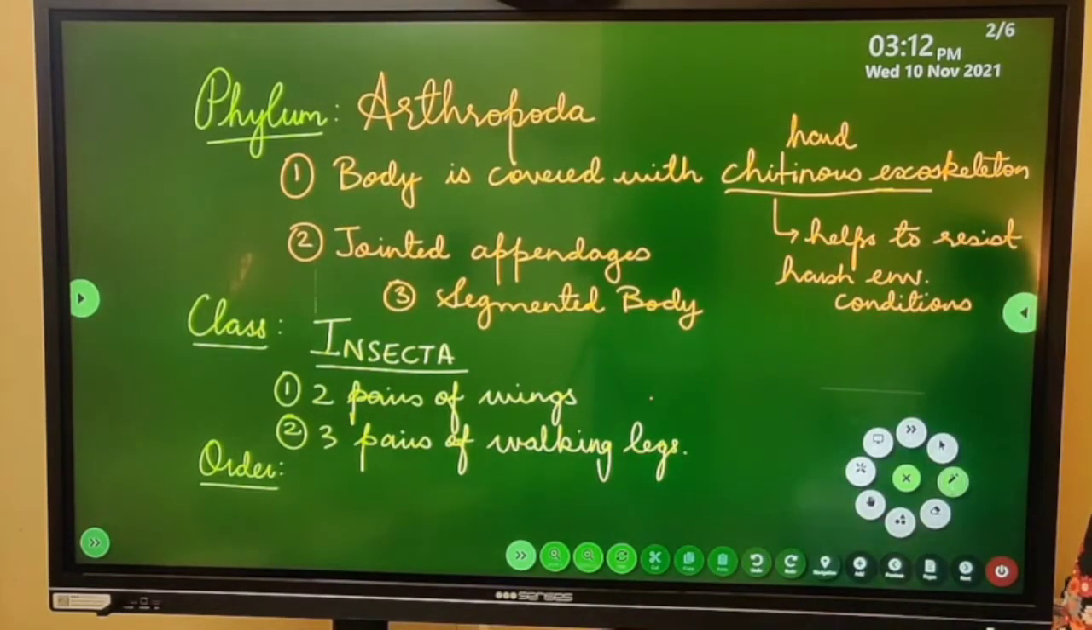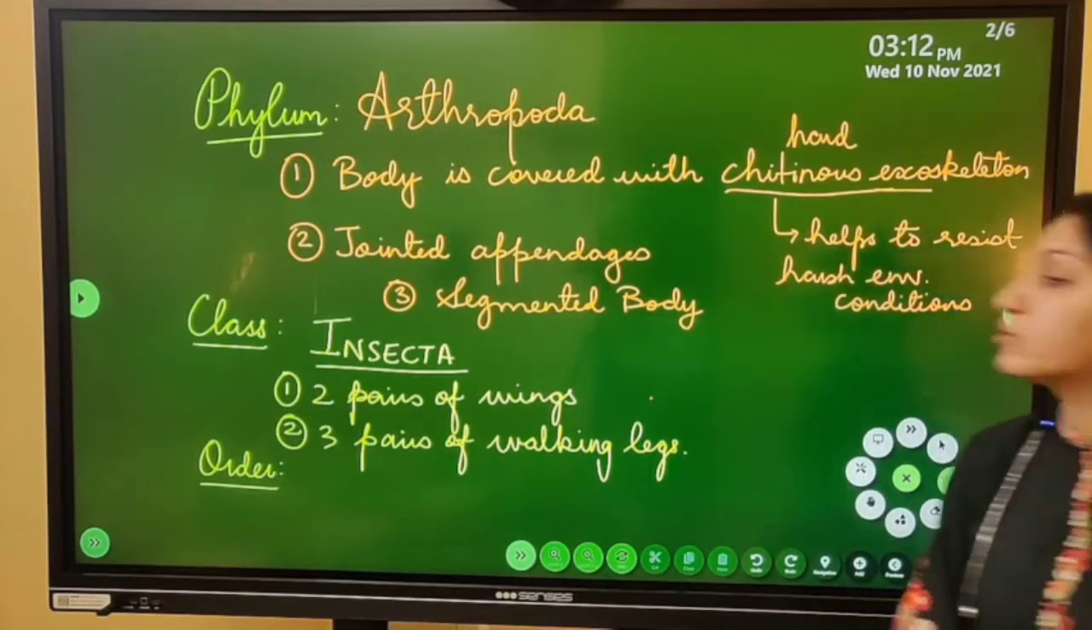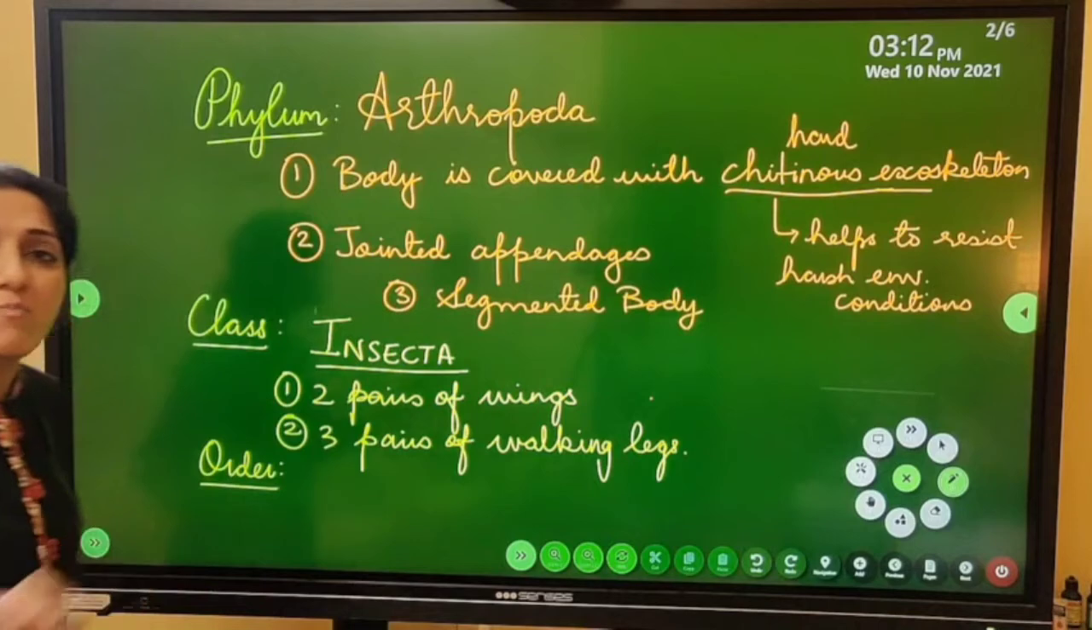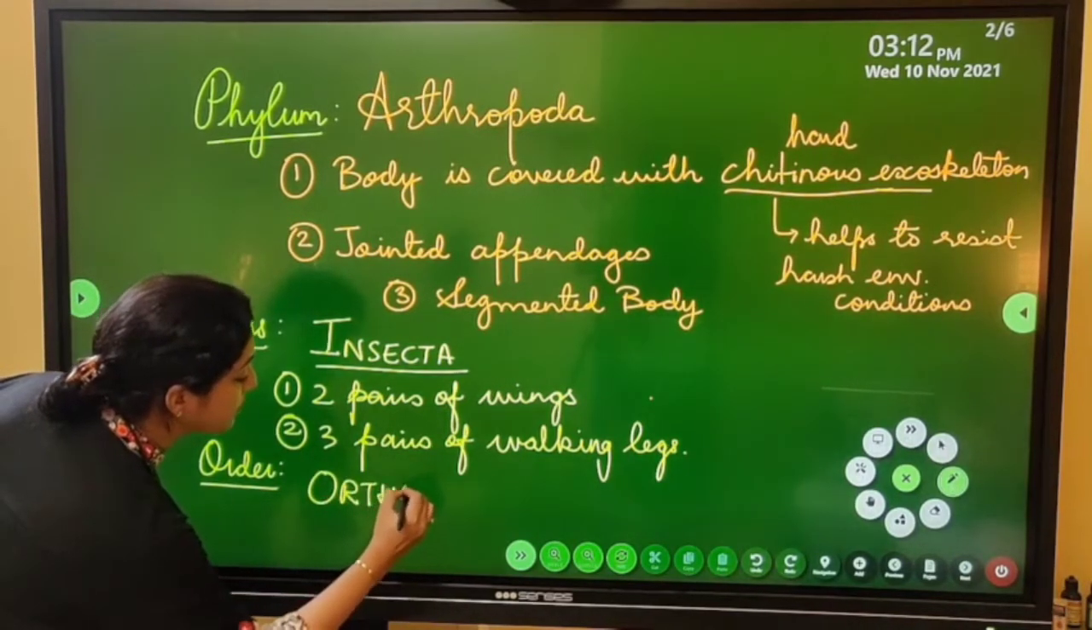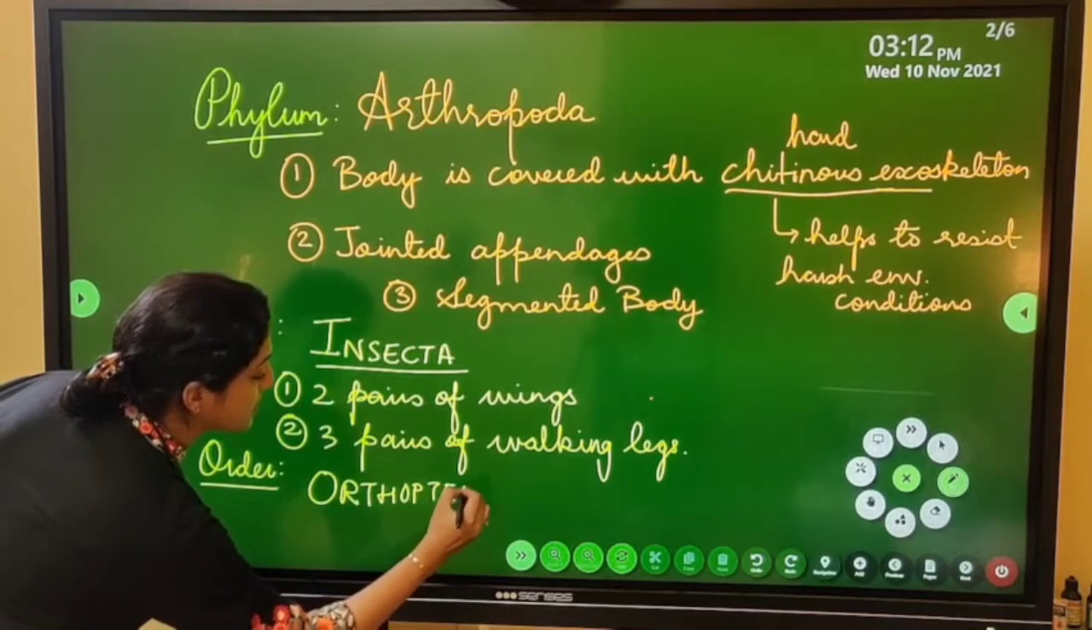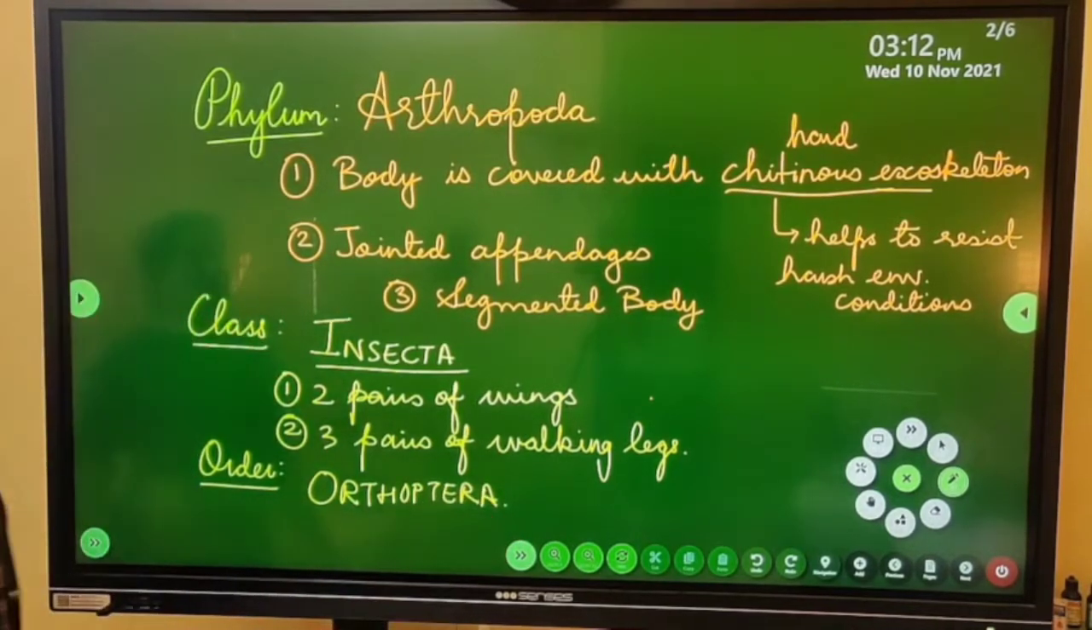But now you have to remember that the phylum to which the cockroach belongs is Arthropoda. The class is Insecta. The order to which it belongs is Orthoptera. Order is not much important for you, but just write it down. So you will write down these features with me.